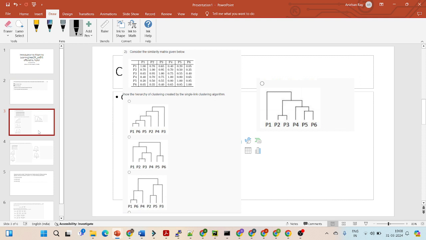Moving to the next question. So this is the actual question given here. So the similarity matrix between different points is given.